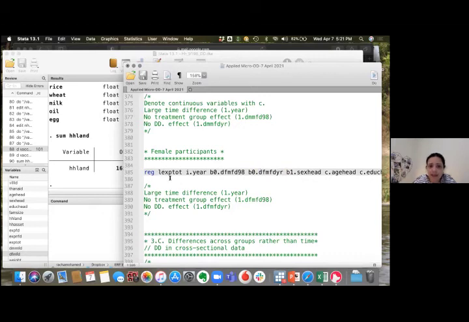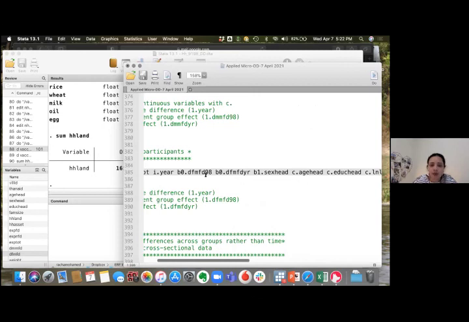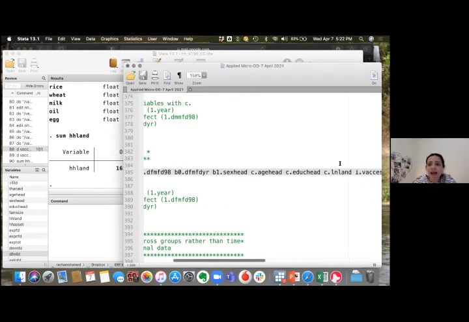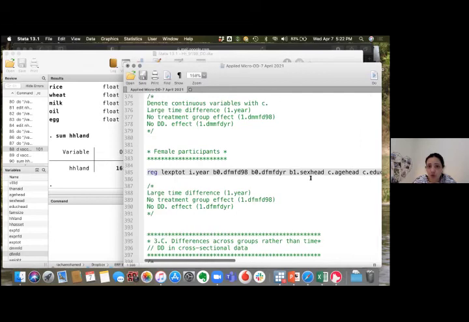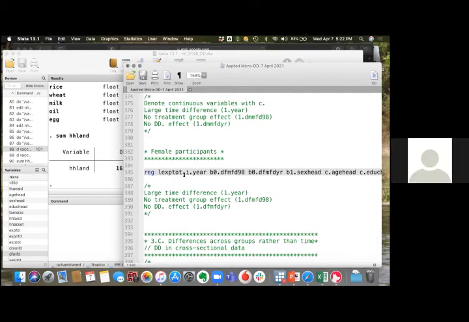So I will regress the total expenditure per capita on the year dummy, the treatment binary variable, the interaction variable, and the other covariates, which are the sex of head, age, education, land, and all the other variables. Sorry, by head, you mean chef de ménage? Yes.